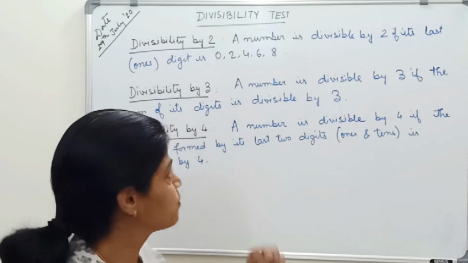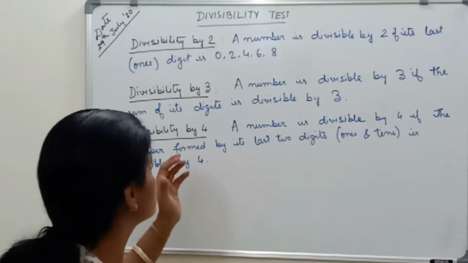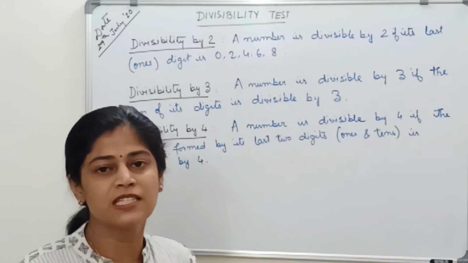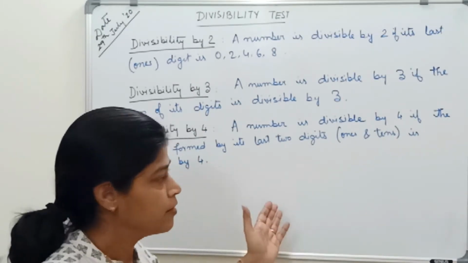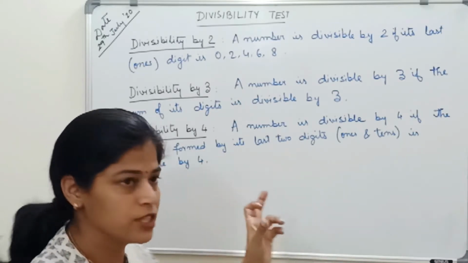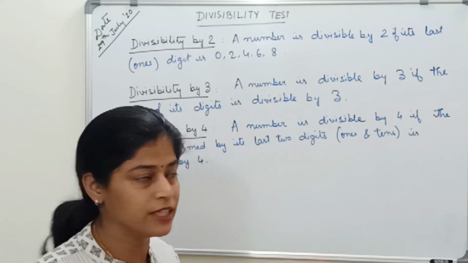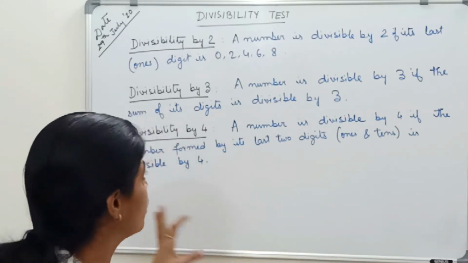Today I am going to explain the chapter Divisibility Test. What is this divisibility test? It means a number is divisible by 2 or 3 or 4 or 5. In short form, if it's a big number, without dividing it, we can say that the number is divisible by 2 or 3 or 4 or like that.